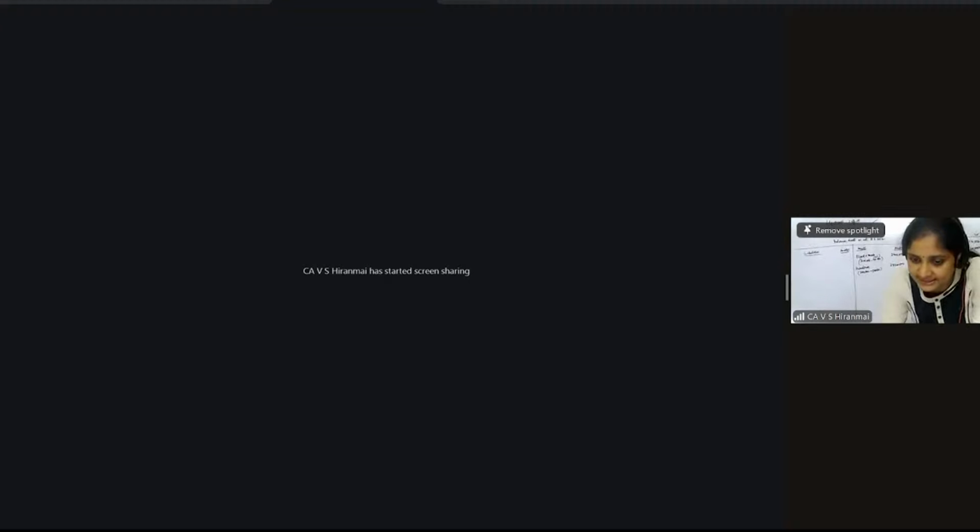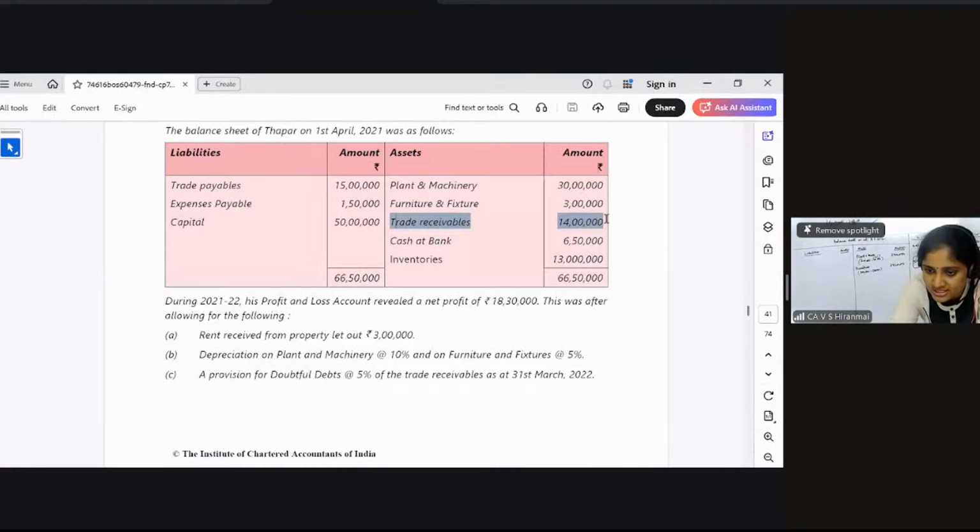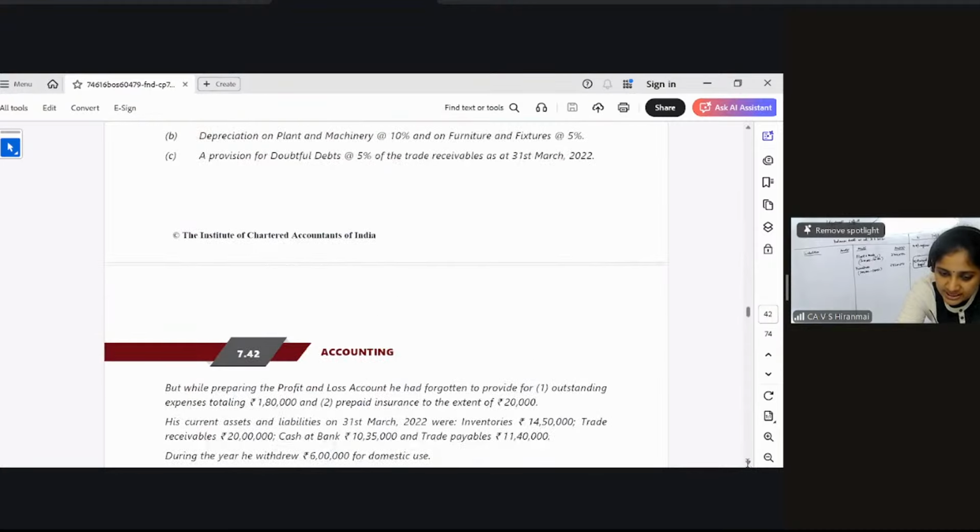The next one is trade receivable. But my dear students, here you will not take the trade receivable, because if you come down, they themselves have given current assets and liabilities. So first, inventory is 14 lakh 50. Just take these values. Don't go to the opening balance sheet. This is the mistake most of them make. They say, in the opening balance sheet, whatever current assets are there, I will write. No, no, no. You should write only these balances. They are the closing balances.